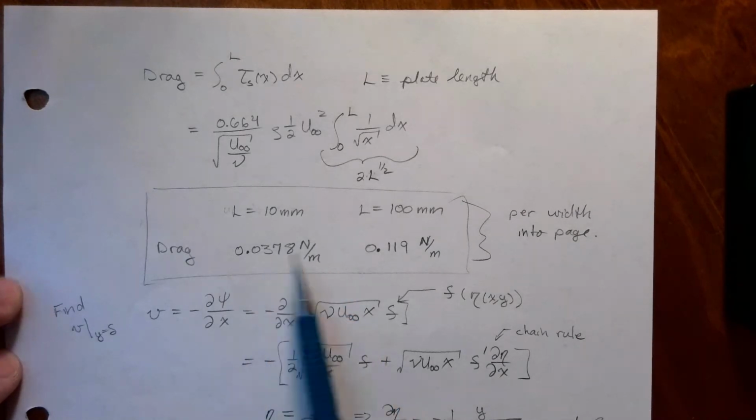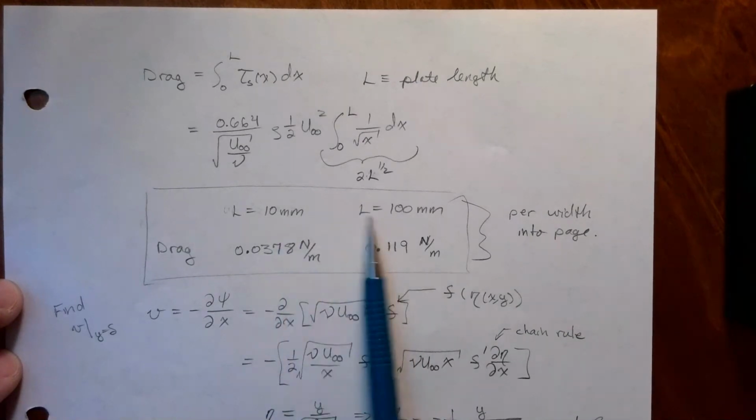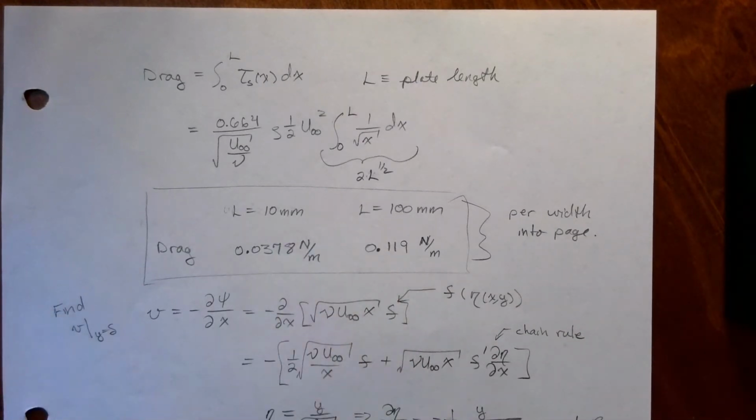So the drag force is larger when you have a longer plate. That makes sense. Even though the shear stress is going down, the total drag that is accumulating between 0 to that point is larger.